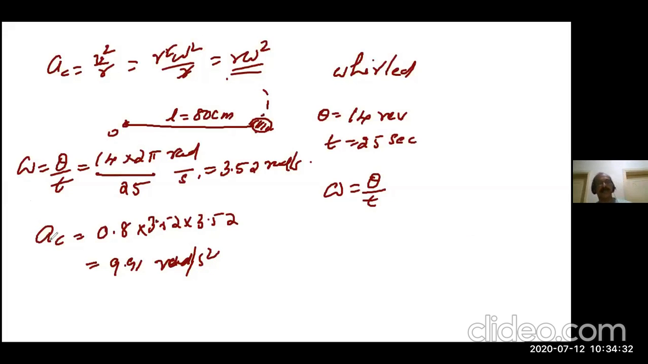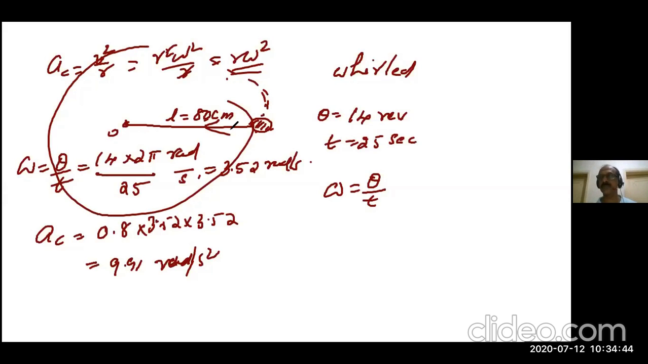Centripetal acceleration. Sir, what will be the direction? Towards the center. Centripetal acceleration is always towards the center, right? We proved it in the previous derivation, yesterday, by triangular law of vector addition. Acceleration is towards the center, along the radius.